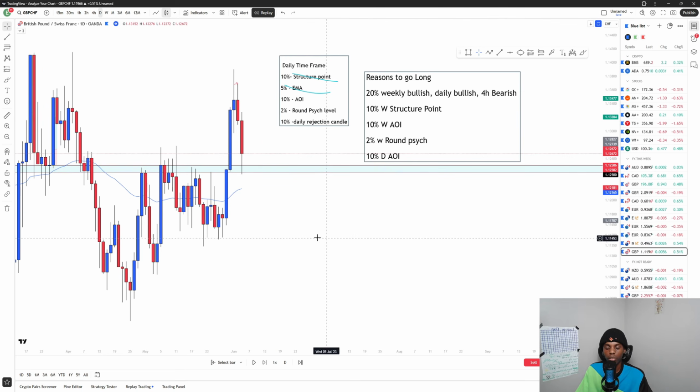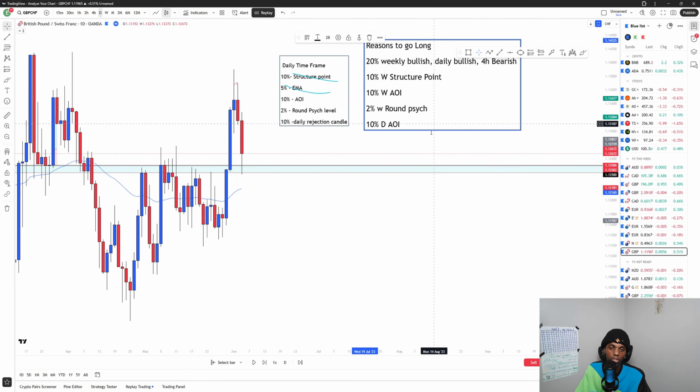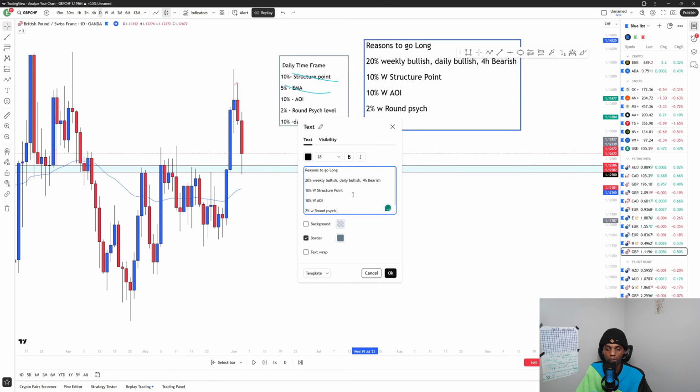Next, round psychological level. Yes, daily time frame is rejecting off of the round psychological level 500, same as the weekly. 2%. 2% daily time frame. PS round psych level. Did I spell that right? Yeah, I think I did.